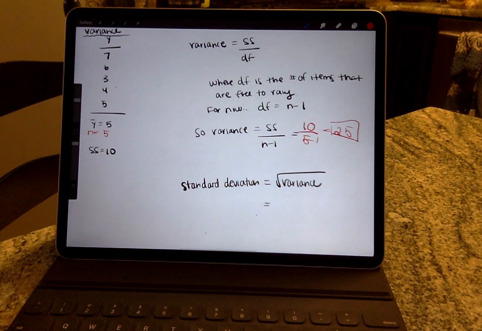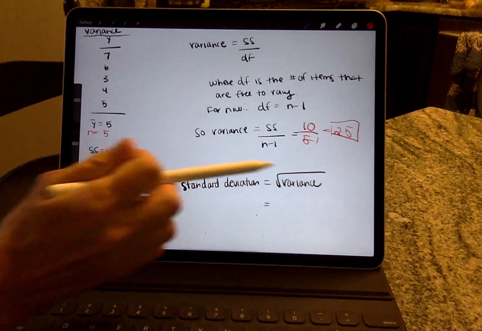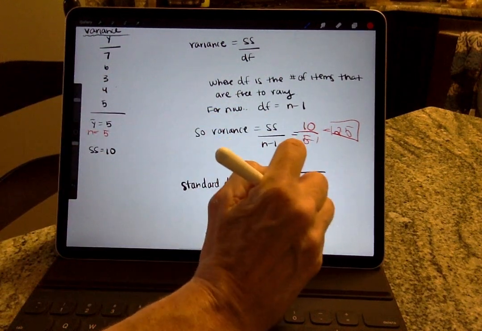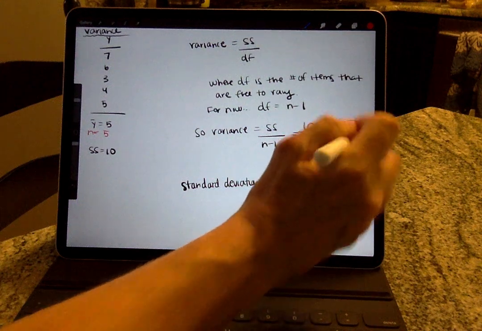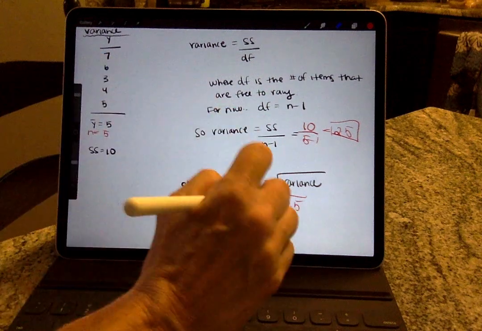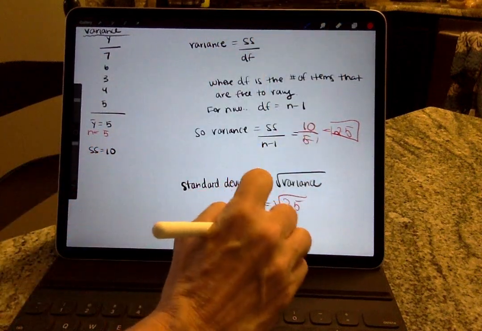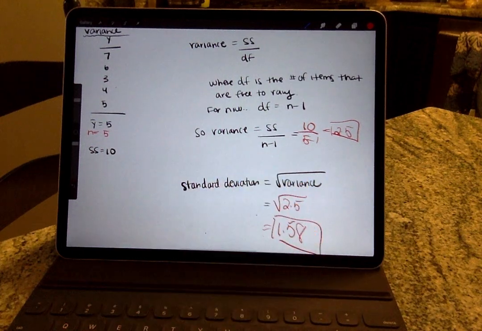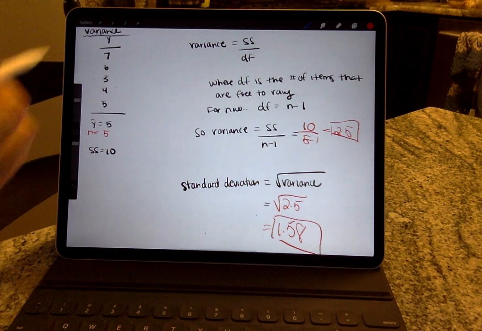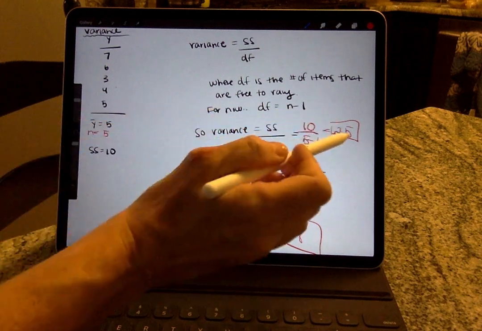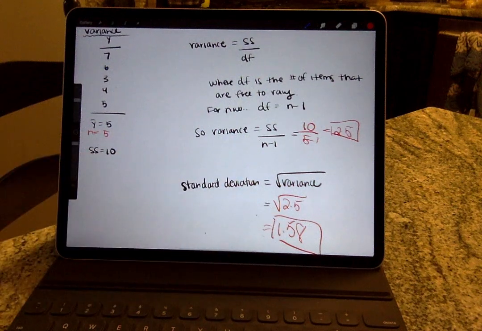All right, once we have variance, we can calculate standard deviation. So standard deviation is simply the square root of the variance. So we're going to take the variance from up here, which is 2.5, and get the square root of that. And the square root of 2.5 is 1.58. All right, so in this problem with these five numbers, we have a mean of 5, a sum of squares of 10, a variance of 2.5, and a standard deviation of 1.58.